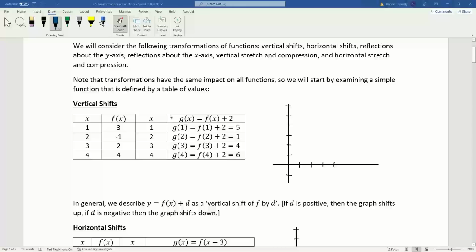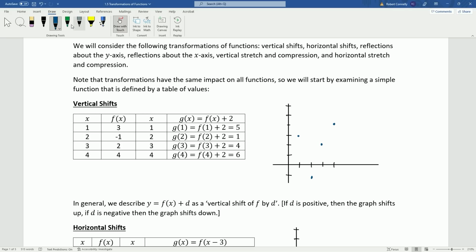So let's start by looking at vertical shifts. So we've got some x values here, 1, 2, 3, and 4. And so our function f, which we're going to denote with blue, has the output values 3, -1, 2, and 4, respectively for each input. So when x is 1, we get 3. When x is 2, we get -1. And then 3, 2, and 4, 4.